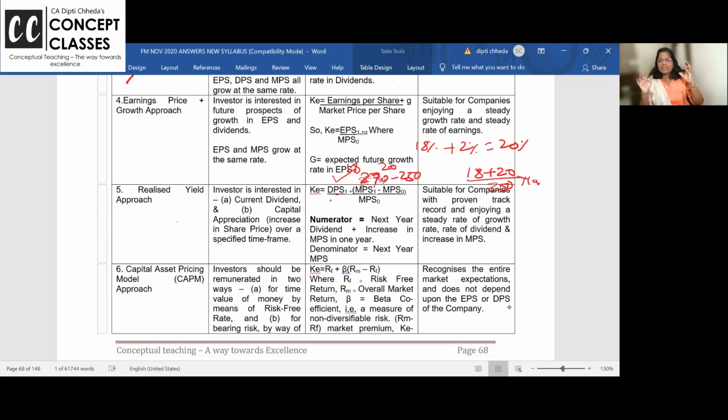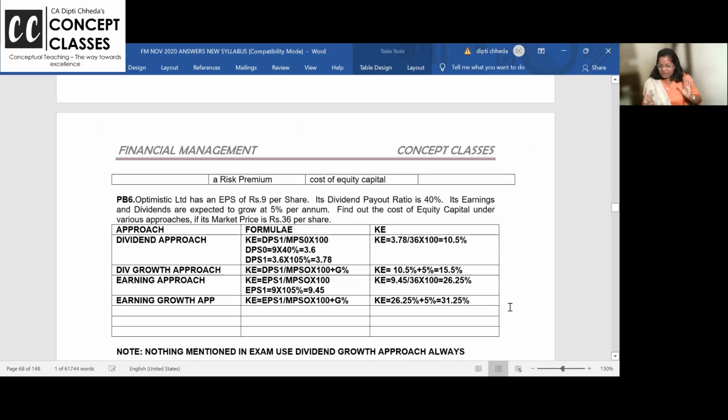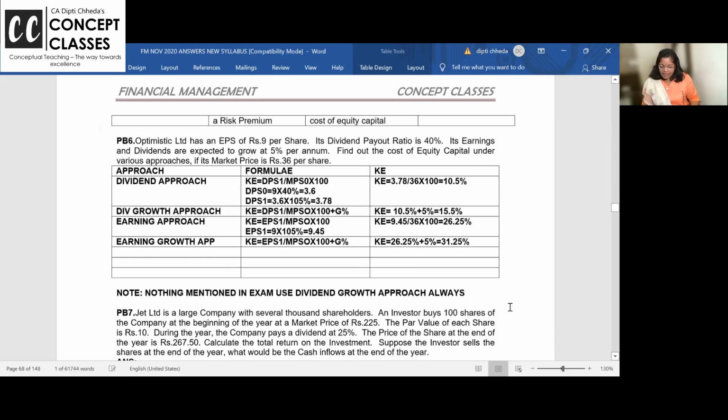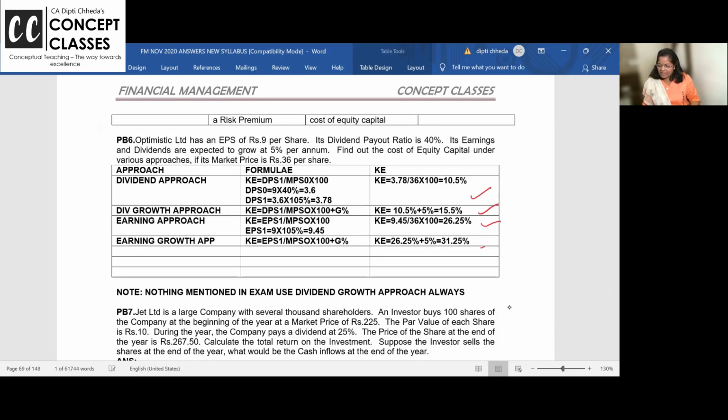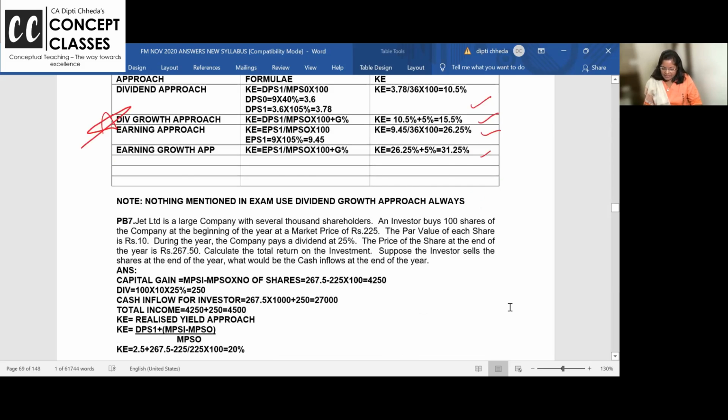And CAPM is a different logic. You have to understand it with the help of the diagram. K is equal to RF and beta and risk-free return and all. That we'll do separately. So like this, different approaches say the answer is going to be different. If nothing is given in the exam, you have to use the dividend growth approach: DPS1 by MPS0 into 100 plus growth rate.